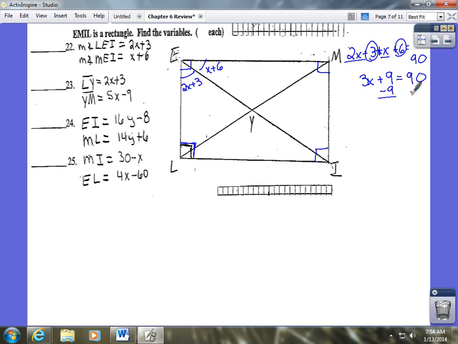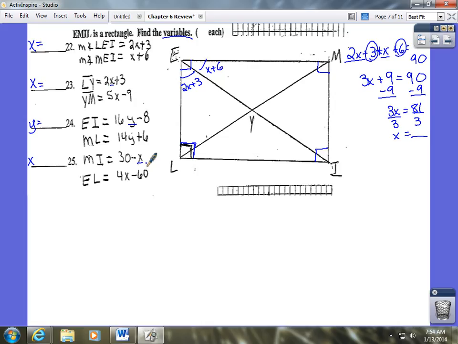3x equals 81. And then divide by 3. So I have x equals something. Okay, and all it wants is the variables. That means the x or the y. In this case it's going to be an x. In this one it's going to be a y. And this one is going to be an x. They always want the variables, which are just x's and y's.